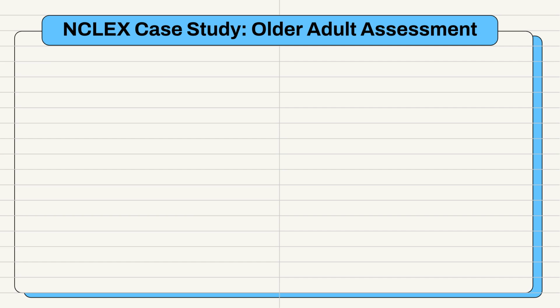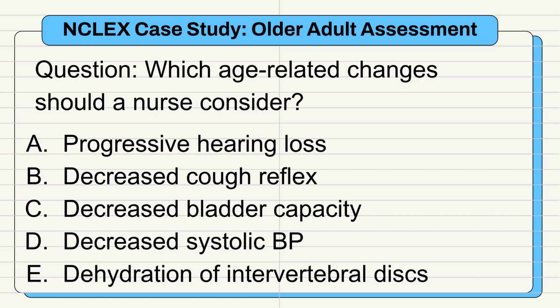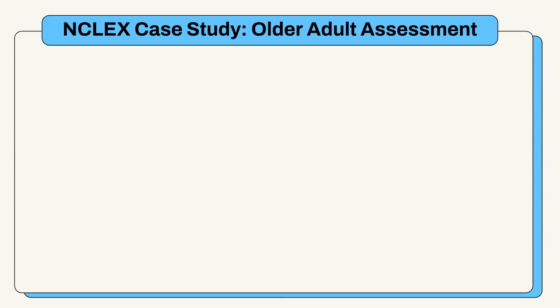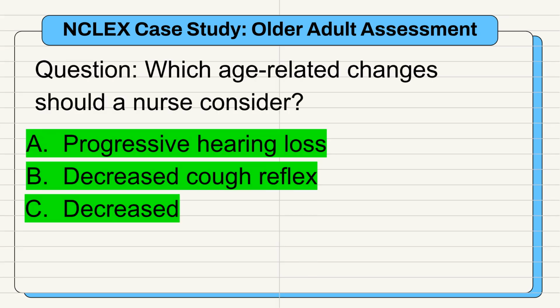Let's tackle the NCLEX question. Which age-related changes should the nurse consider? A. Progressive hearing loss. B. Decreased cough reflex. C. Decreased bladder capacity. D. Decreased systolic blood pressure. E. Dehydration of intervertebral discs. Correct answers: A, B, C, E.